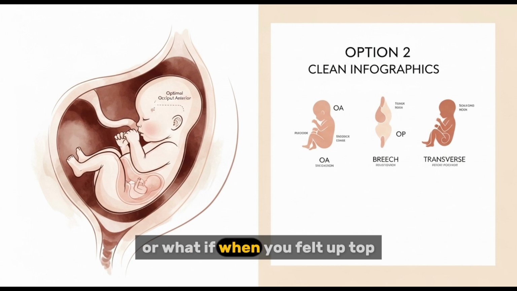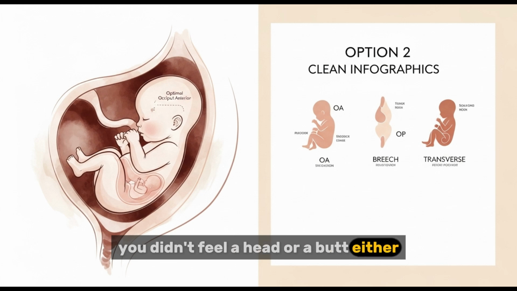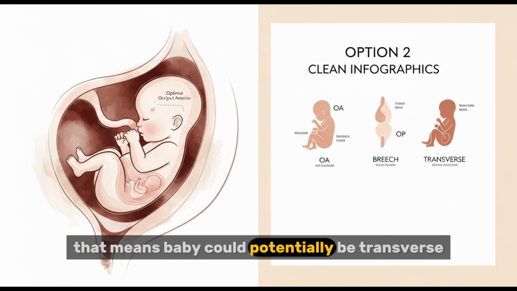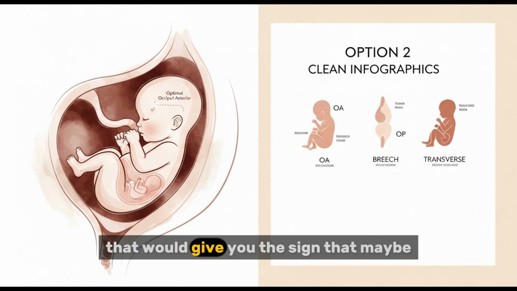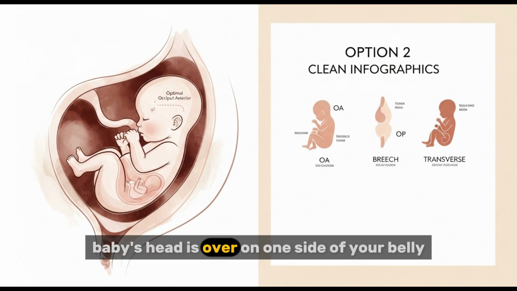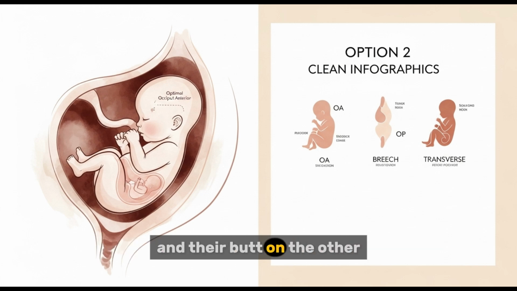Or what if, when you felt up top, you didn't feel a head or a butt, and down in your pelvis, you didn't feel a head or a butt either? That means baby could potentially be transverse, meaning lying sideways. So that would give you the sign that maybe baby's head is over on one side of your belly and their butt on the other.